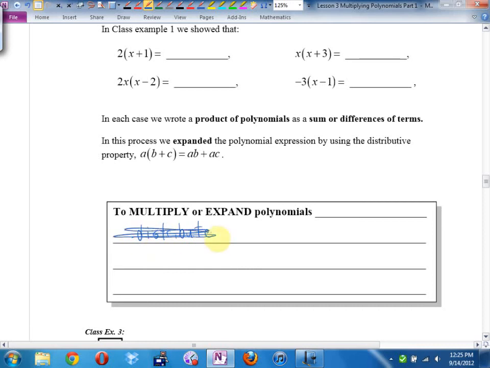Some of you may have had a teacher that gave you FOIL. FOIL is great, but FOIL only works for binomial times binomial. I want to see if I can come up with a general rule that will always work, so I want to memorize less. Here's what I write, and you can pick your pencils up if you want to. I just say this.